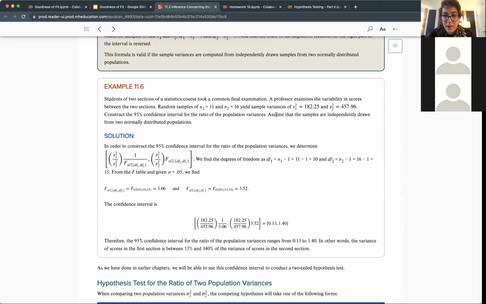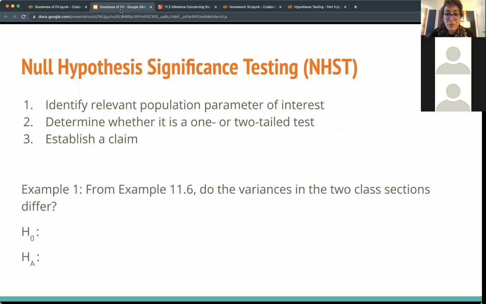So now we have the context: we're trying to compare the grades of two different classes. We want to know, do students perform differently between these two class sections? By differently, we're not looking at the average test score. We're looking at how much variance existed between the two class sections.